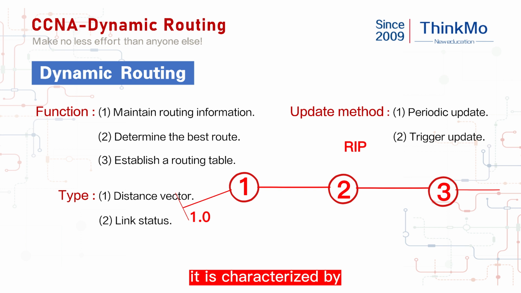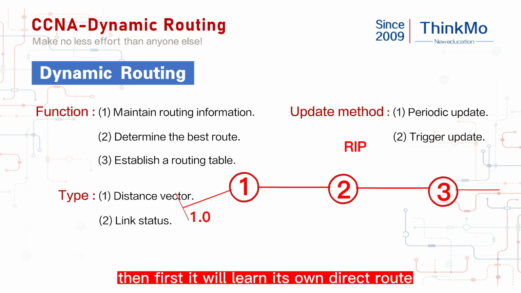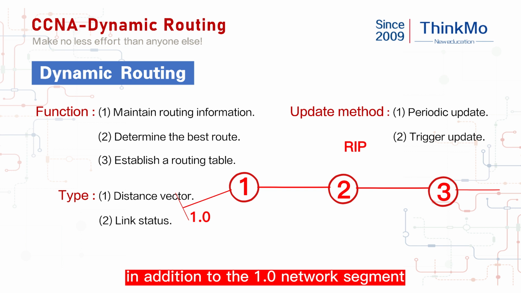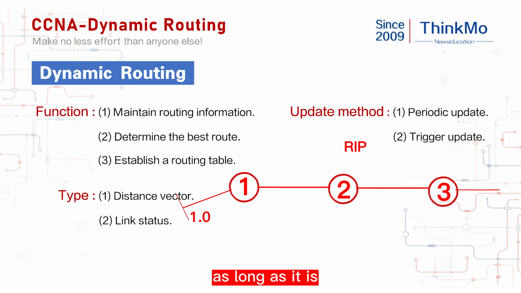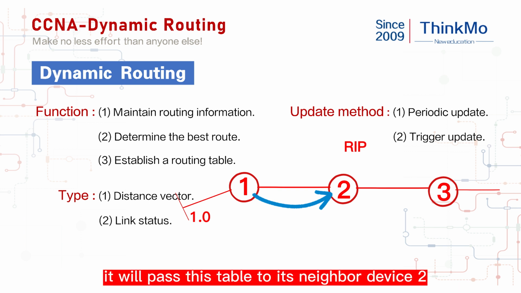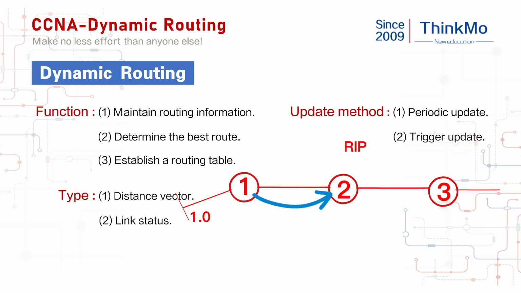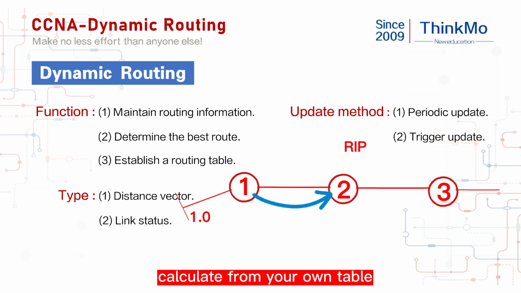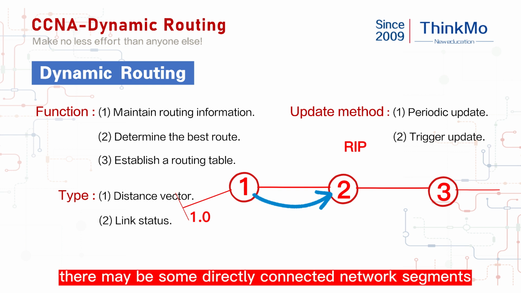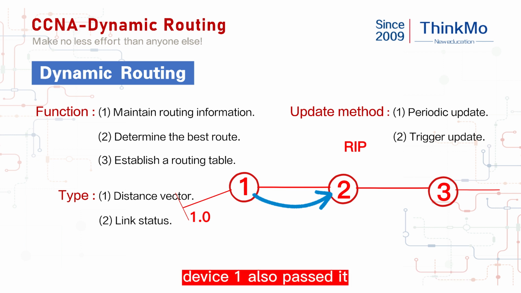It is characterized by the following. For device 1, which wants to advertise this 1.0 network segment, first it will learn its own direct routes. In addition to the 1.0 network segment, as long as it is directly connected to a network segment, it will learn it. Then it forms a routing table locally. It will pass this table to its neighbor device 2. Device 2 will first accept this table. After accepting, it calculates from its own table, because between them there may be some directly connected network segments that device 1 also passed.